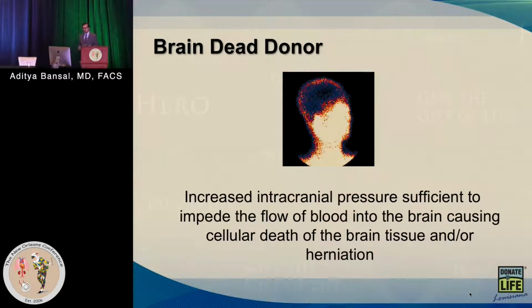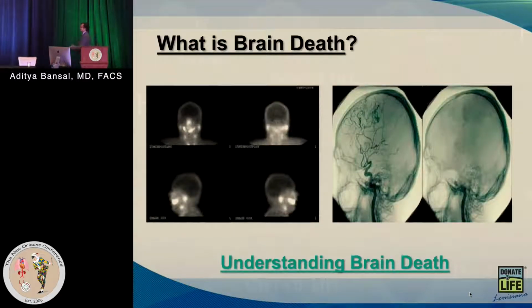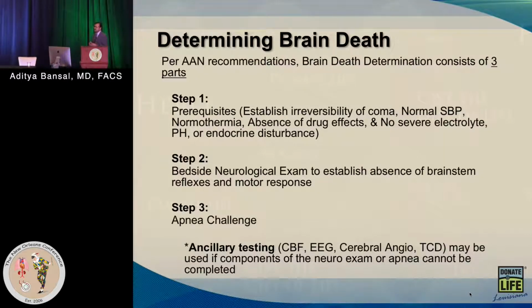Brain dead donor: increased intracranial pressure sufficient to impede the flow of blood to the brain, causing cellular death of the brain tissue or herniation. If you look at it, this is obviously normal, and this is no flow to the brain. So this is what we commonly use as brain flow studies to determine whether the patient is brain dead or not. Determination of brain death involves multiple steps.